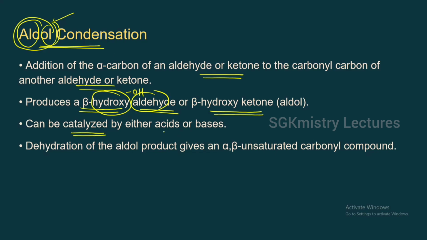Now, this is mainly catalyzed by either acids or bases. So here, first let us talk about the base catalyzed reaction, and then I'll be explaining about the acid catalyzed reaction. And once you get this beta hydroxyaldehyde or the beta hydroxy ketone, this aldol product on dehydration, that is by the loss of a water molecule, you can get alpha beta unsaturated carbonyl compound as the final product. That is, on heating this aldol, you can get the alpha beta unsaturated carbonyl compound by dehydration reaction.